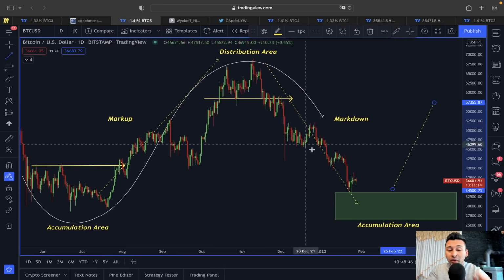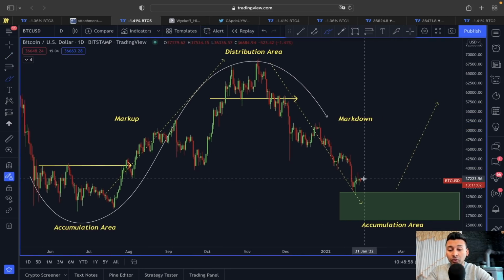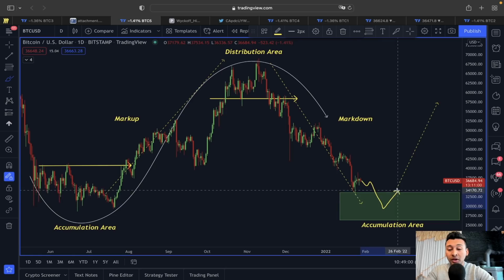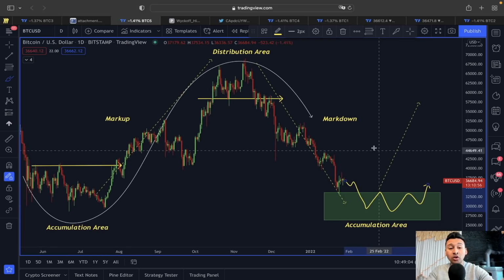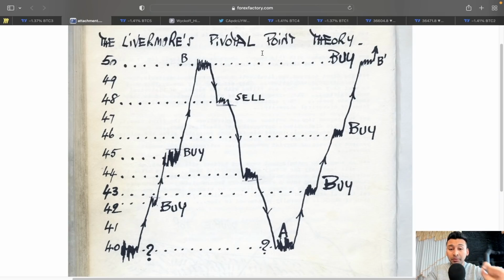So that's why we are saying if the price of Bitcoin is going to show another retracement again towards the previous accumulation area, then this actually would make a lot of sense, because then we could be starting with this new markup phase. And also because of this Livermore pivotal point theory, you can see we could be starting a new movement where the price of Bitcoin could be getting gravitated towards the previous high area.